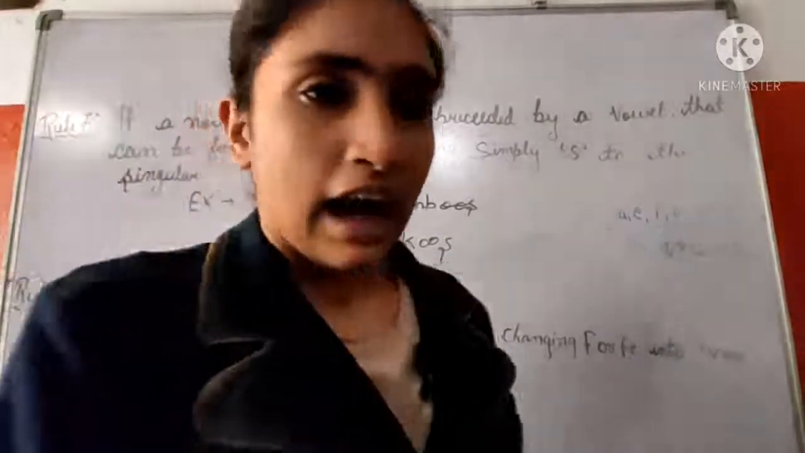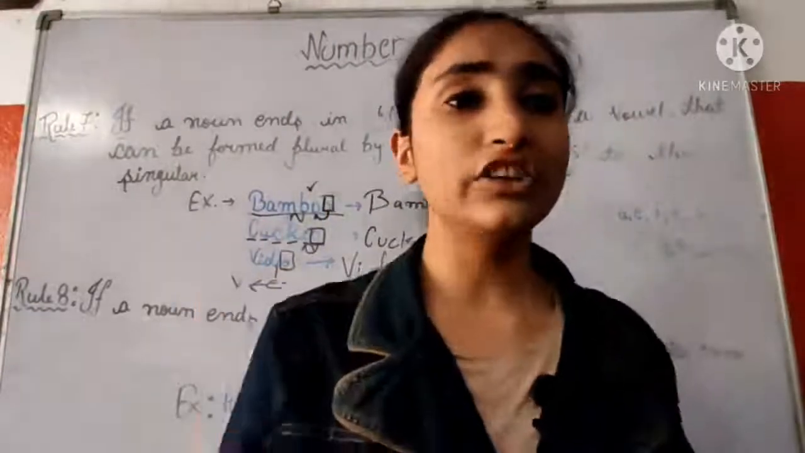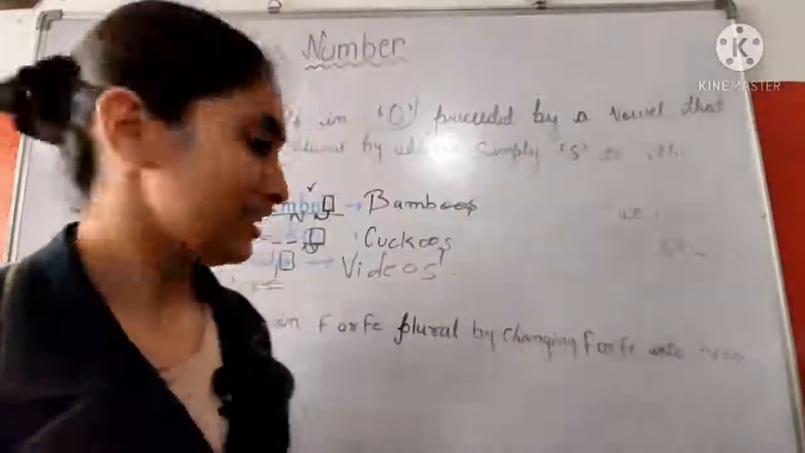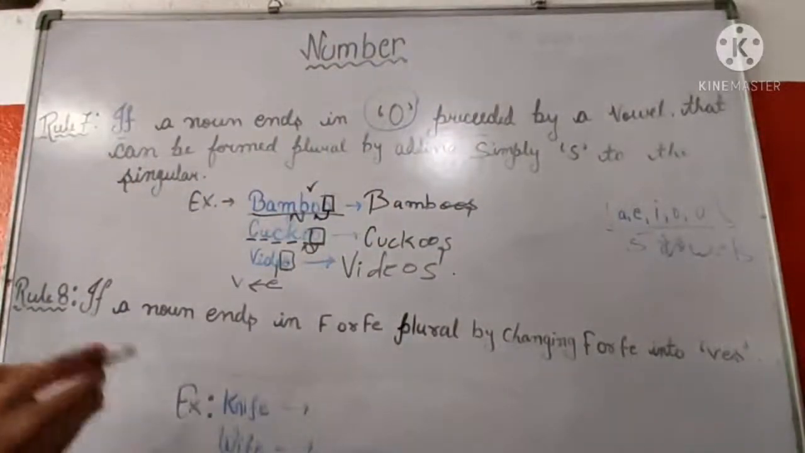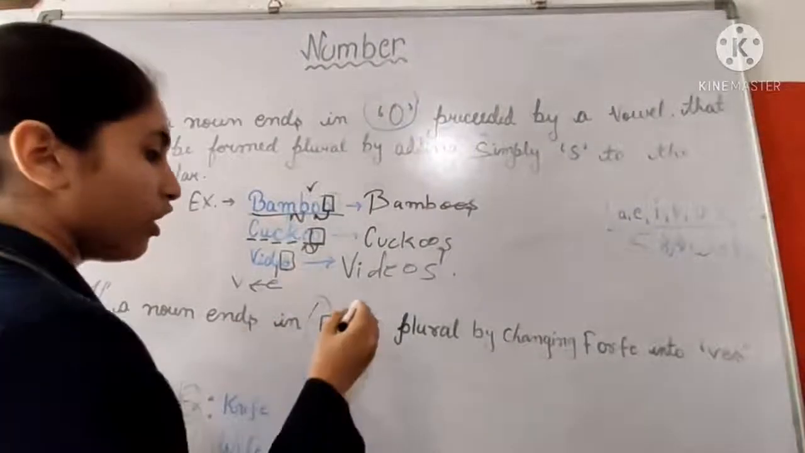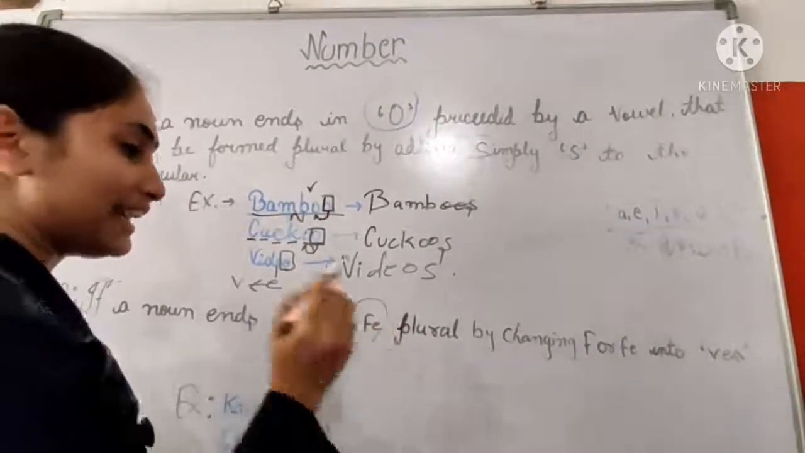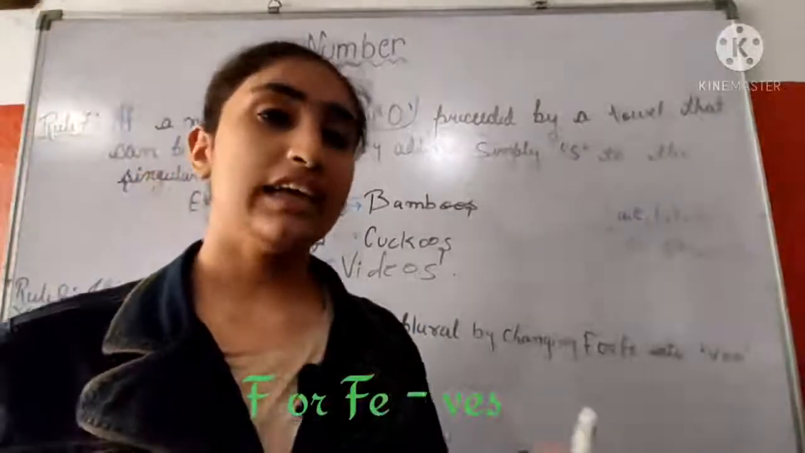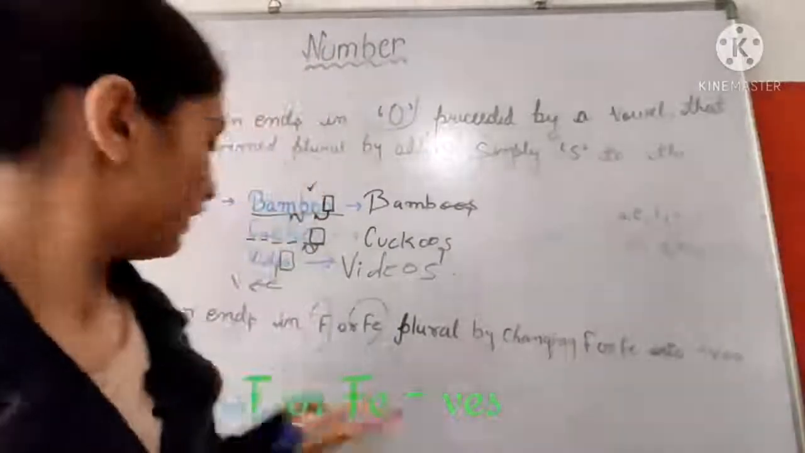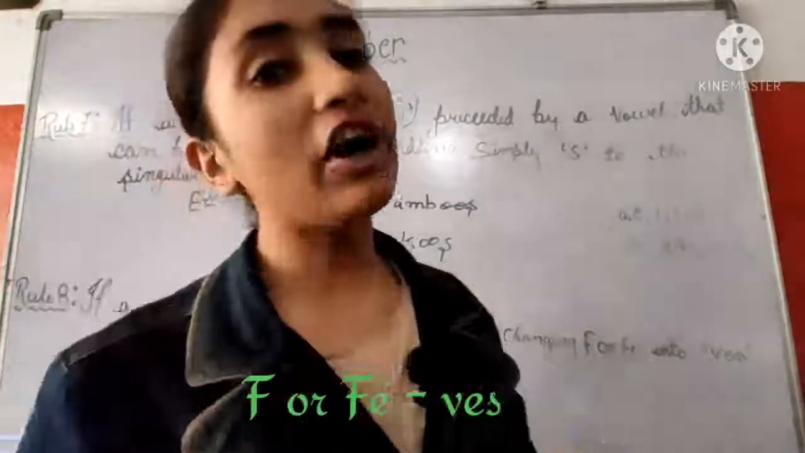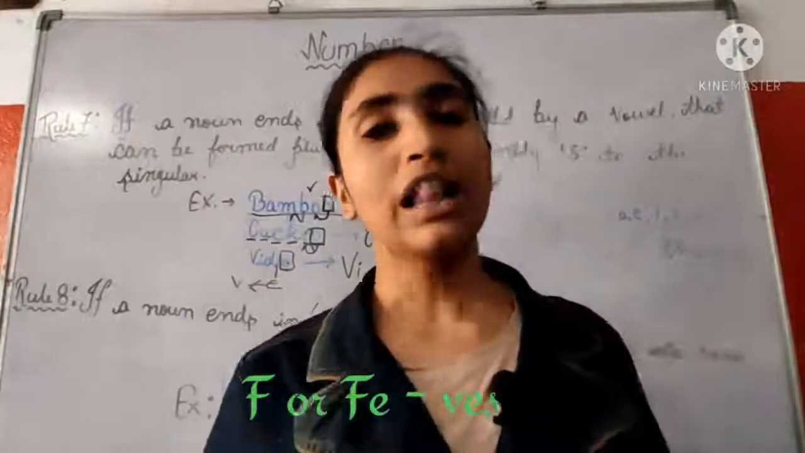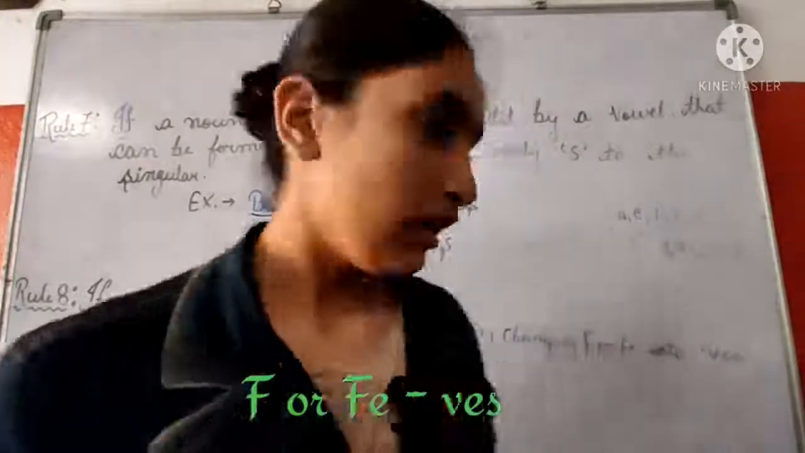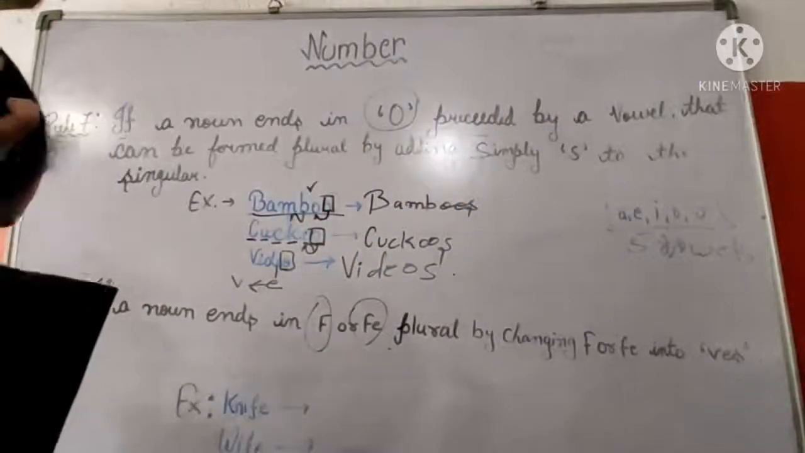Videos. So the next rule which I am going to teach you is very small fry to everyone. It means it is quite common. So rule number 8 says that if a noun ends in F or FE, its plural can be formed by changing F or FE into VES. Again I am repeating. If a noun ends in F or FE, the plural is formed by changing F or FE into VES. Now let's understand it by example.